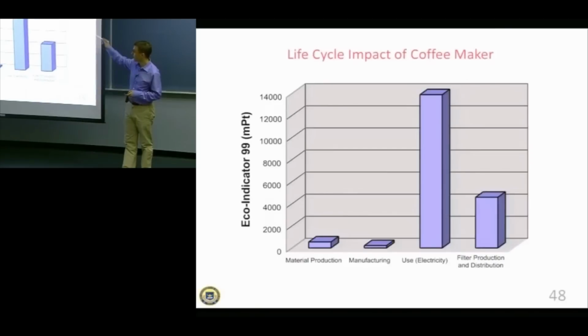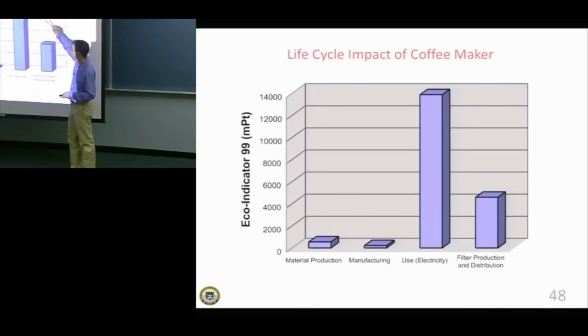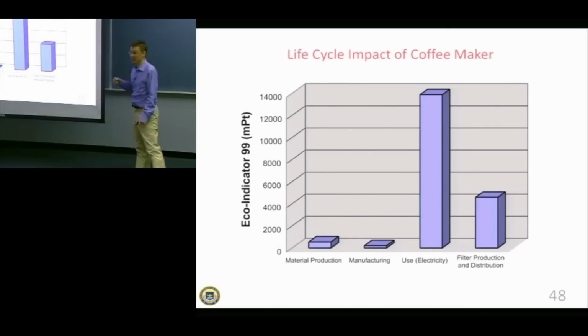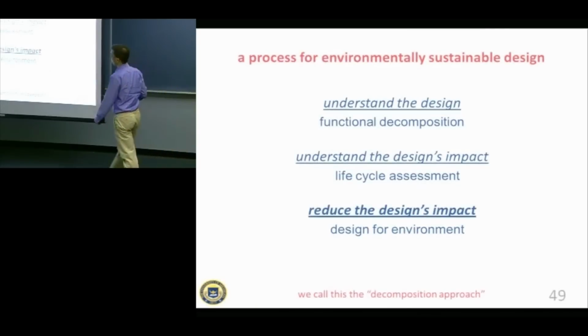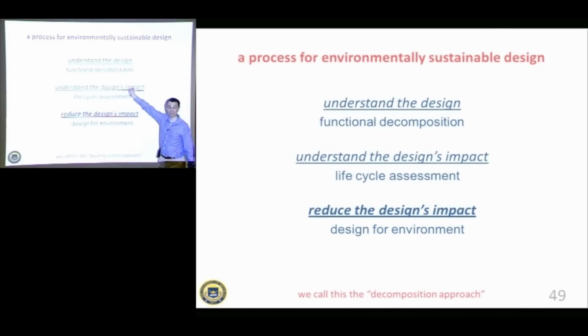Okay, so what you get using the Go Indicator 99 method with millipoints is something that looks like this. If you did it with just energy, it wouldn't look very different from this. Of course, there are other things we might be concerned about other than energy, so we'll save those considerations for later. So we understand now what the impact is to blow through an LCA. I mean, you wish you could do that as a designer, right?